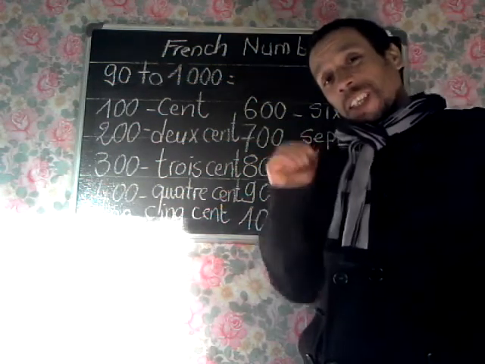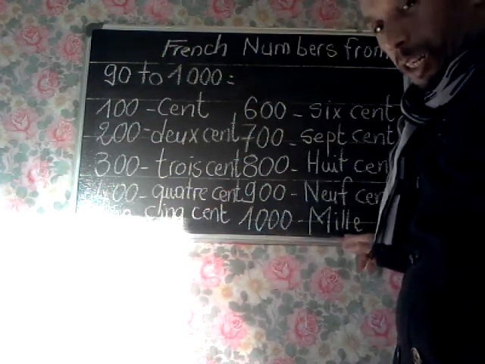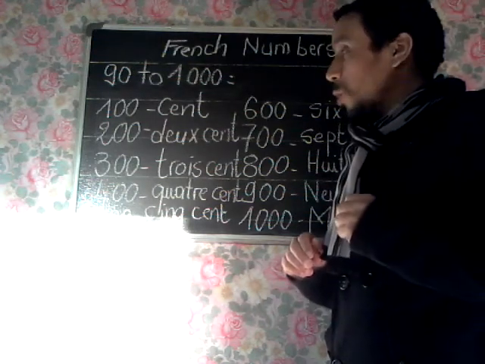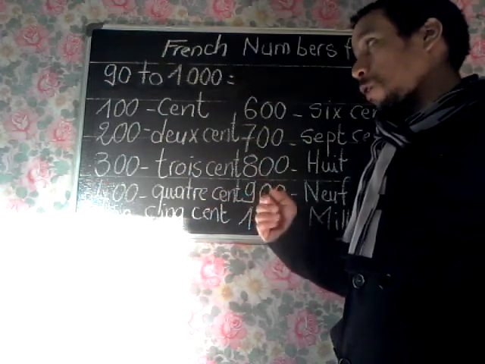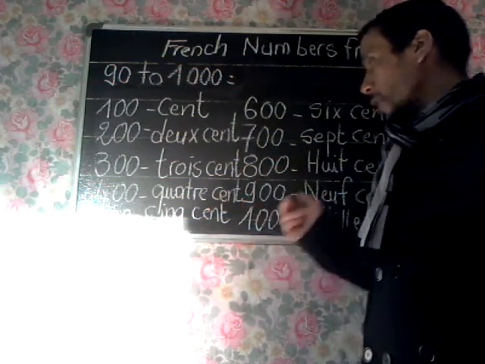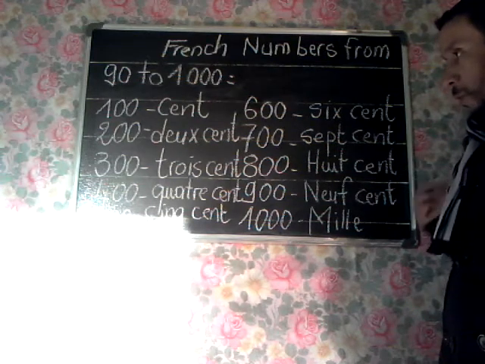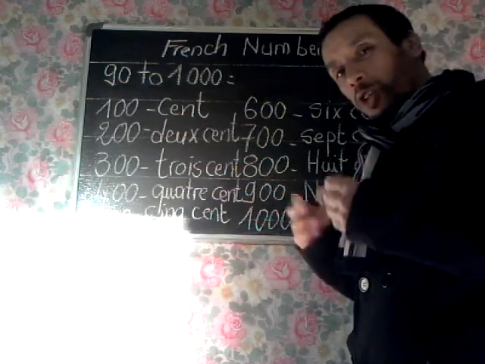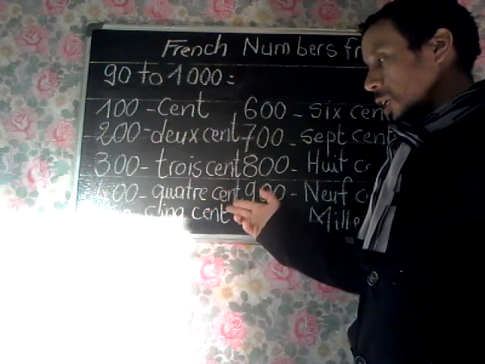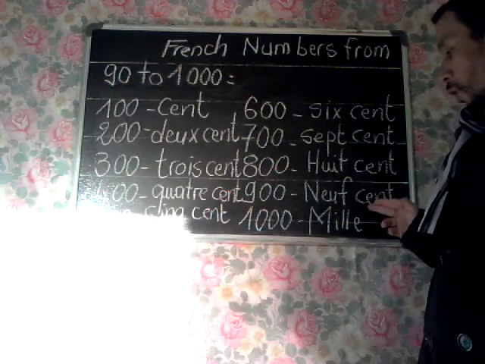Yes, ladies and gentlemen, we arrived to our goal of today, to arrive to thousands, mille. Now I'll pronounce them as French characters, letters or alphabet: 100, 200, 300, 400, 500, 600, 700, 800, 900, mille. I repeat again, vocalizing them as characters.